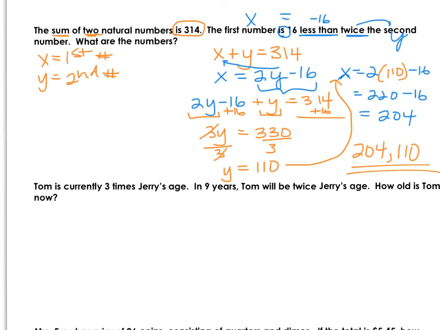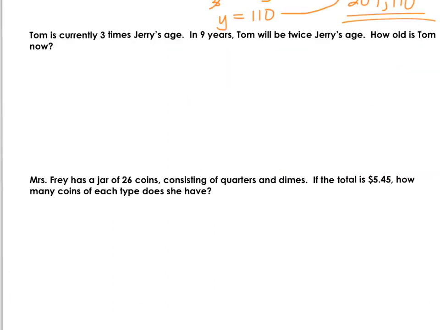Using the substitution method, I had to go back and plug 110 in to get the other variable, and I got 204. Now, even though we identified these as x and y, you actually could write your solution in either order. This isn't necessarily an ordered pair to an equation on a graph, but our two numbers are 204 and 110.